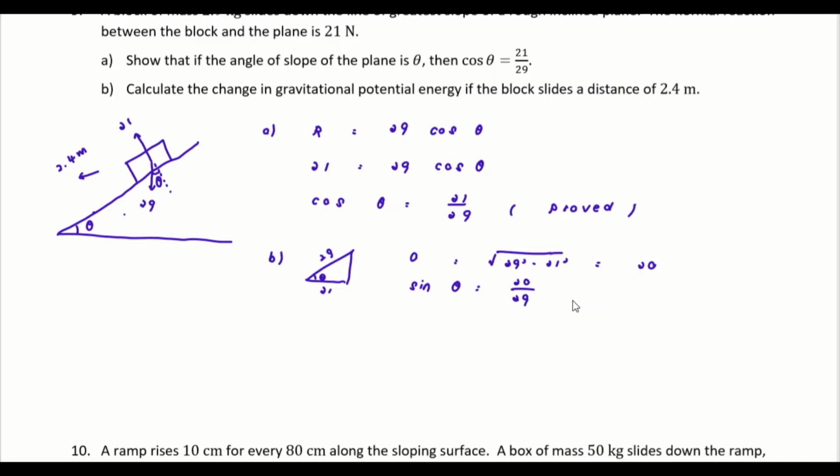Now remember, we are not saying that the slanted distance from the top to the bottom is 2.4. We just know that it slides for a distance of 2.4. But that doesn't matter, because no matter where you are sliding, imagine this is your slanted plane and this is your theta. No matter where your 2.4 is, it's still going to follow the same triangle. If this is my right angle triangle with cos 21 over 29 and sine 20 over 29, it's going to give me the same thing, because this is going to be my theta all the way.